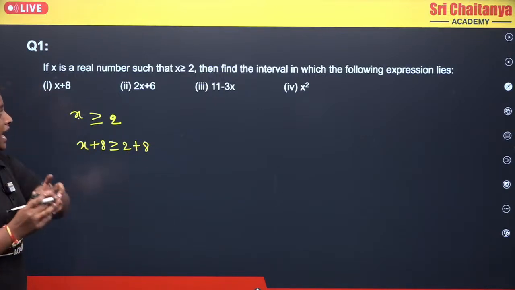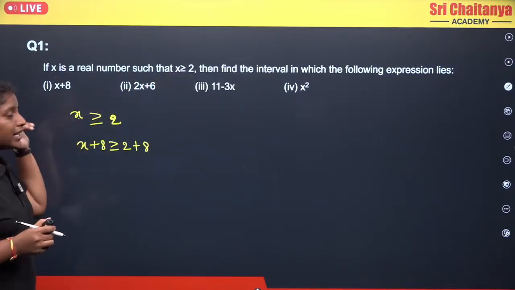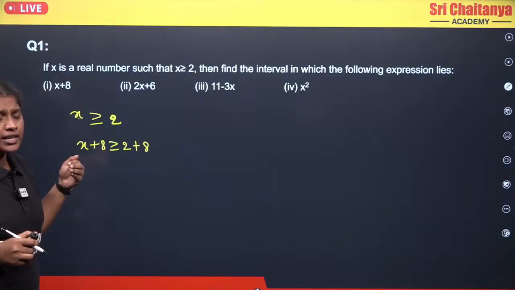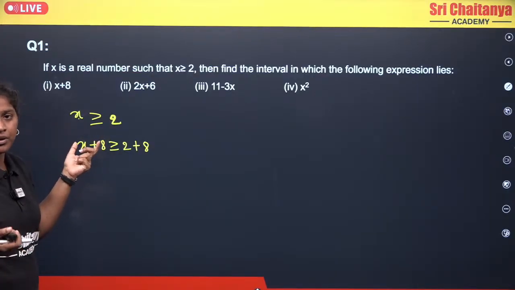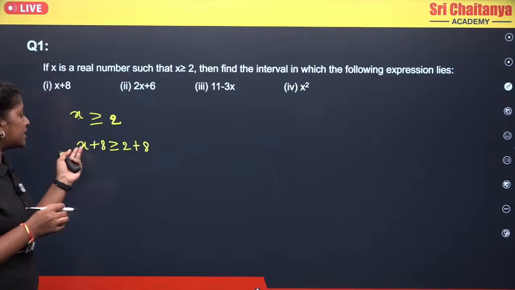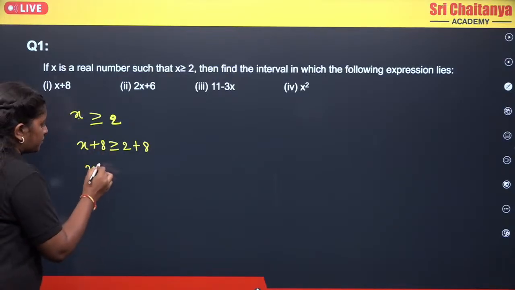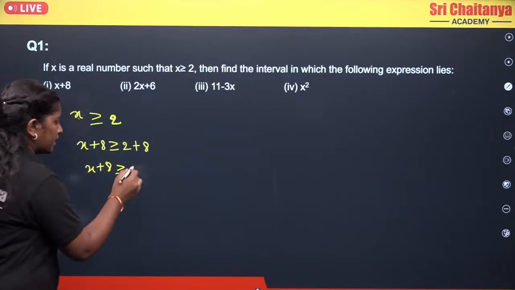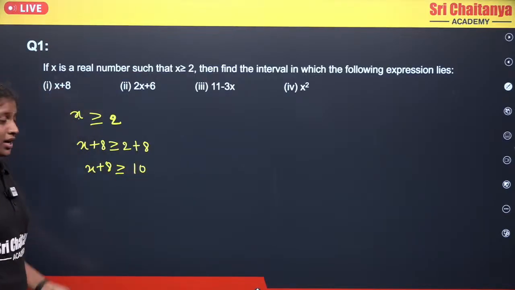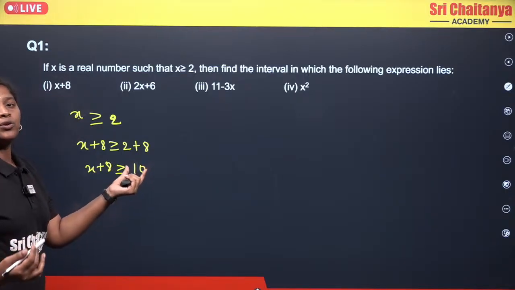Simple. They have already given the condition for x, but they are asking for x plus 8. So how can we get that? After adding 8 on both sides, our sign won't change. That's the reason I am adding 8 on both sides. So x plus 8 is greater than or equal to 2 plus 8, which is 10. It means our x plus 8 lies in greater than or equal to 10.